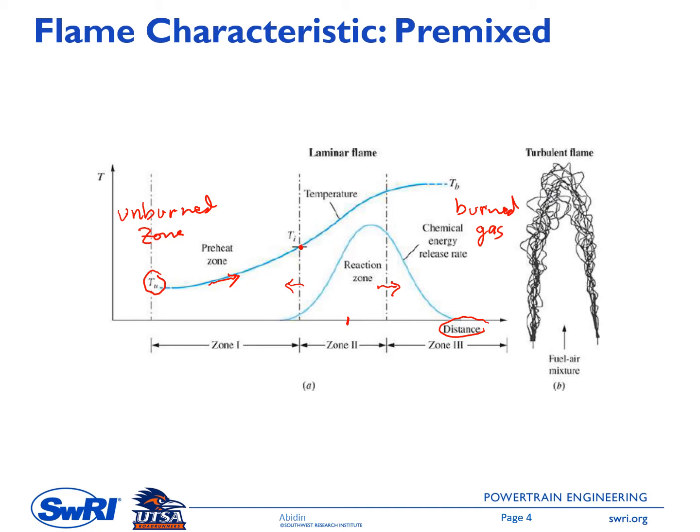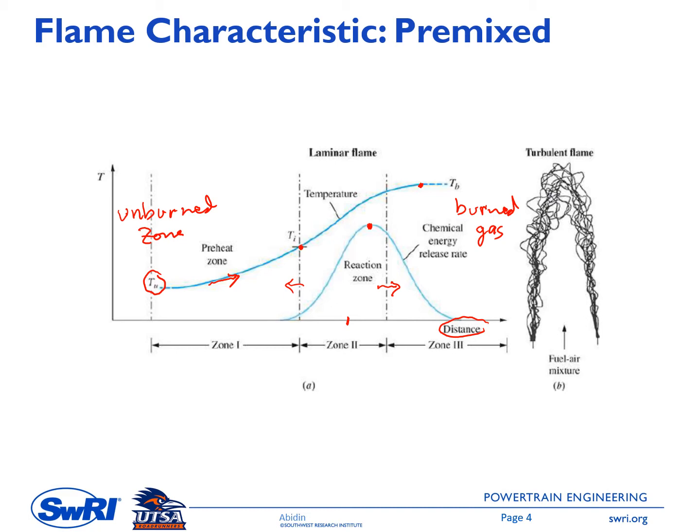increases here inside the reaction zone because of the chemical energy release. And then TB will be the maximum temperature somewhere inside the burn zone, which is close to the center of the flame front. Okay. The next profile here shows the chemical energy release. The maximum energy release is somewhere here, inside zone number 2. So what is the thickness of this zone 2? It is very thin.